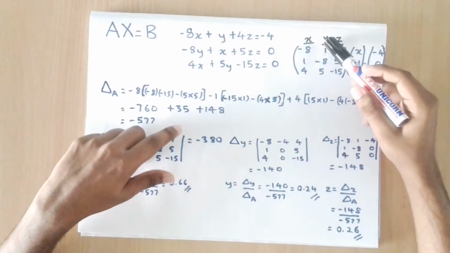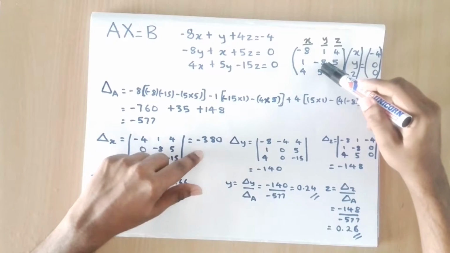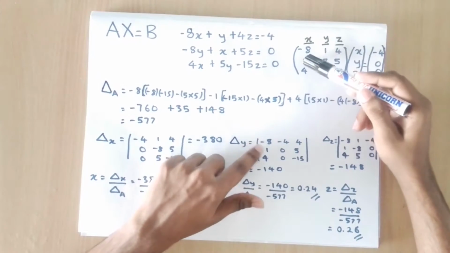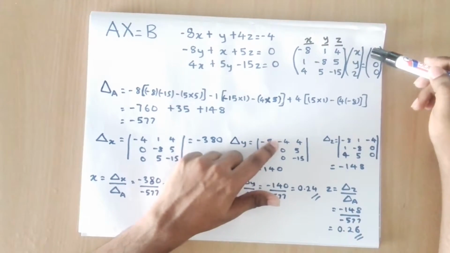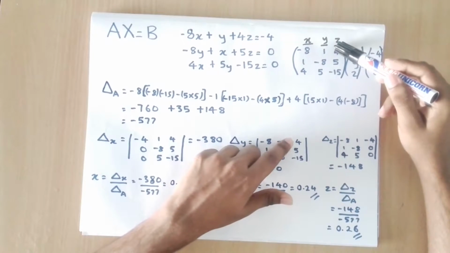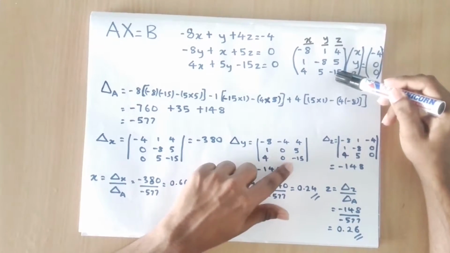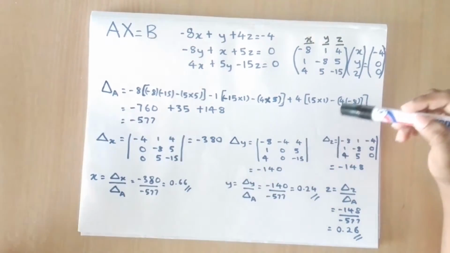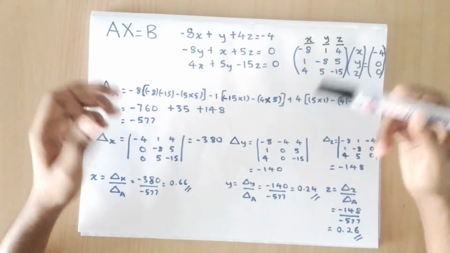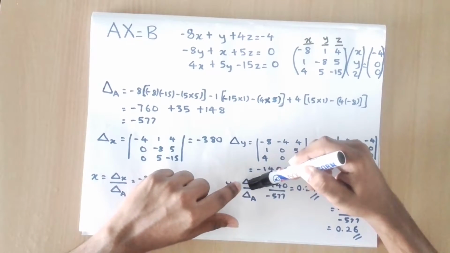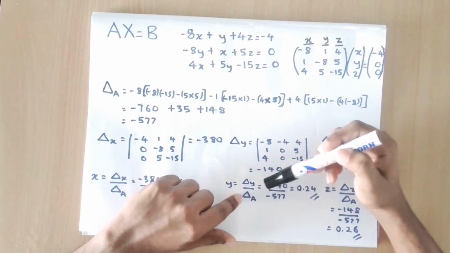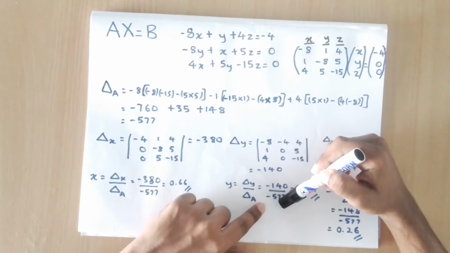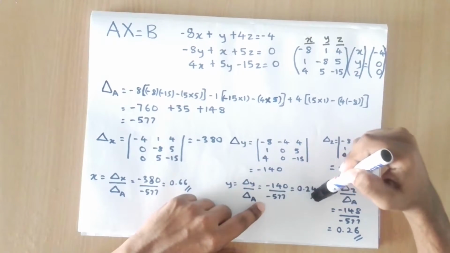Similarly, to find y, we replace the column of coefficients of y with the matrix of constants. So we get minus 8, 1, 4 and minus 4, 0, 0, and the last column 4, 5 and negative 15. So when we find the determinant delta y, we get negative 140. So to find y, we divide delta y by delta A. So that will give us minus 140 divided by minus 577. So we get the answer 0.24.